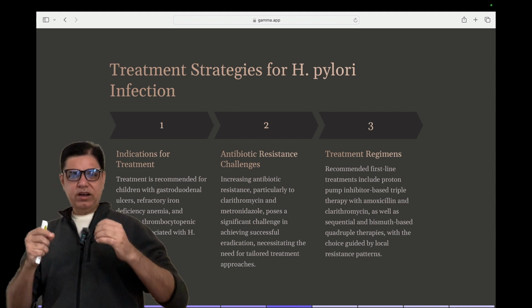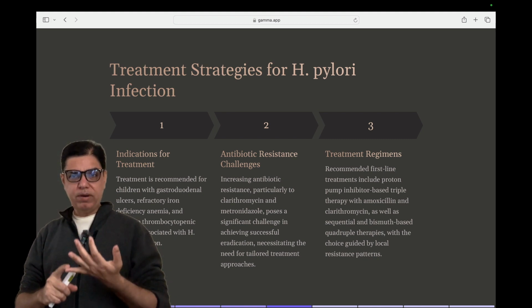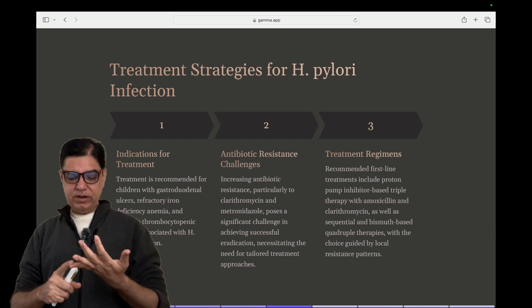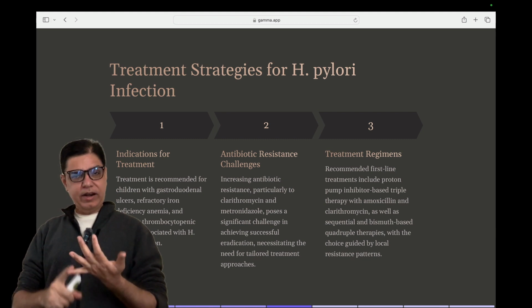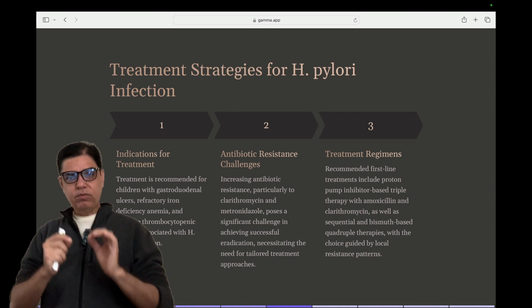But usually these are known as triple regimens. So triple regimen, one of them is definitely a proton pump inhibitor. So you use a proton pump inhibitor like omeprazole or lansoprazole or esomeprazole, which is an integral component of the triple therapy.